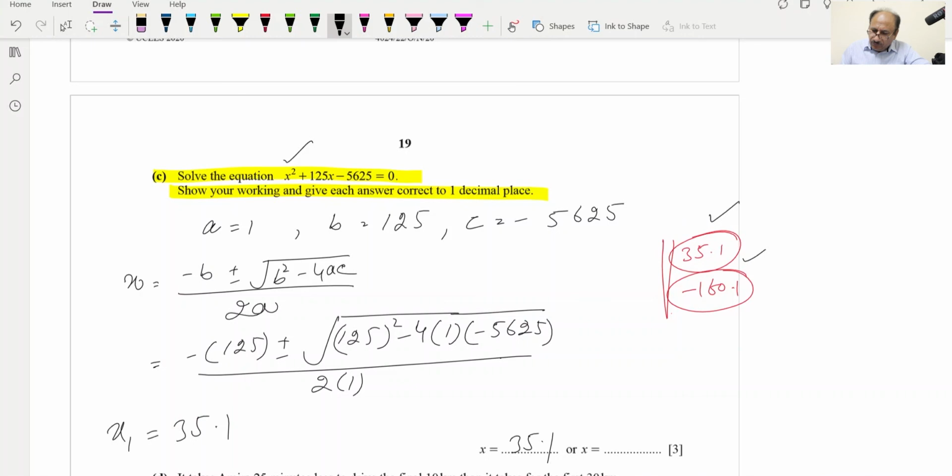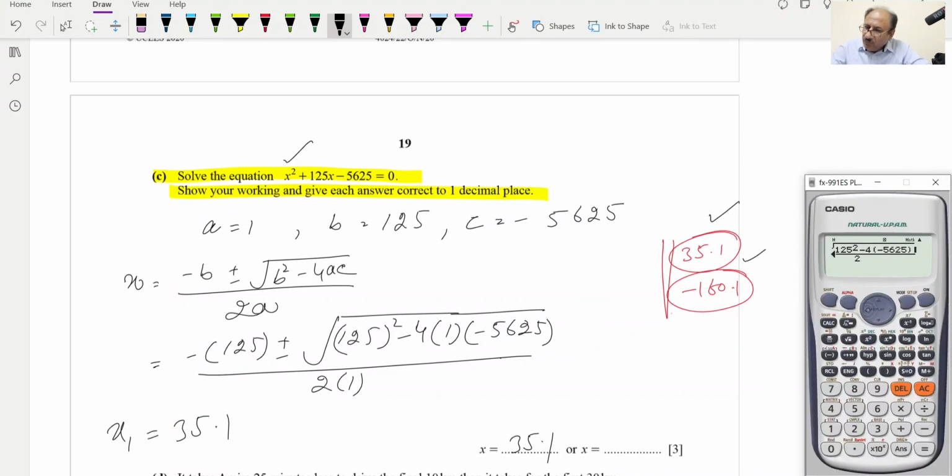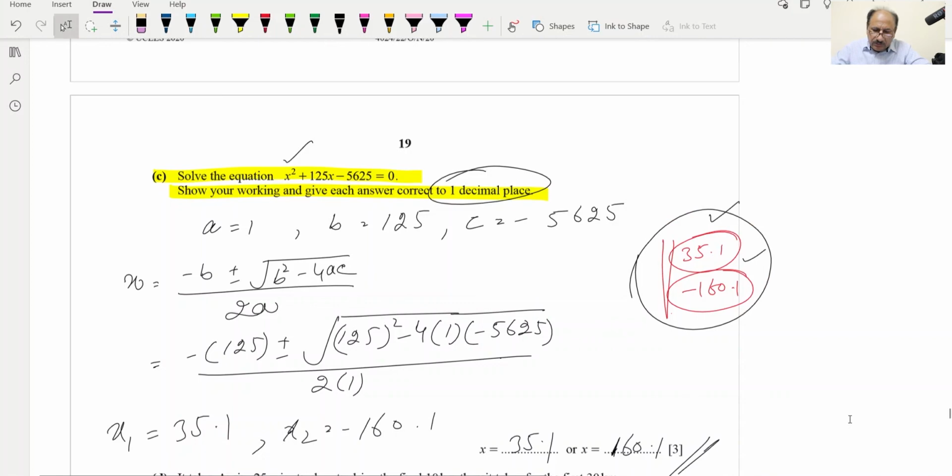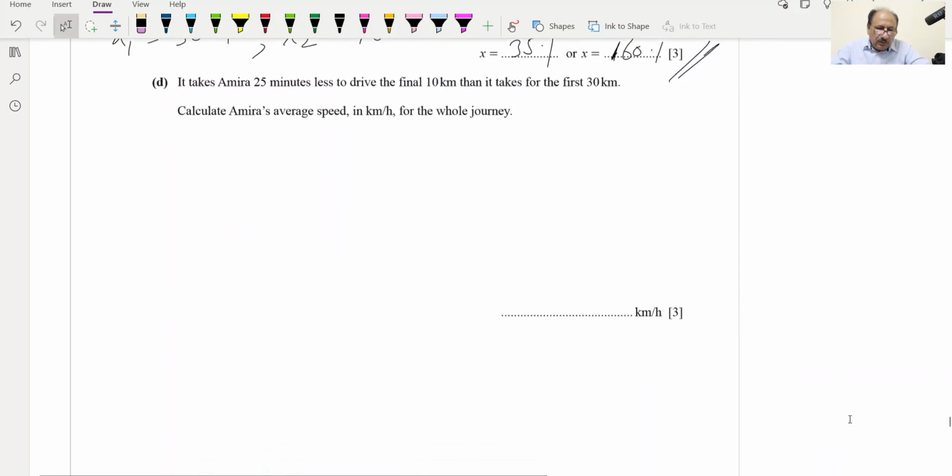We can write here 35.1, and for the second value we change the sign. From here this plus will be changed to minus, and the second value is minus 160.1, so we can write x2 is equal to minus 160.1, correct to one decimal place. So this is the 3 marks part which we have done. Hopefully you understood this. You can check, it's the same thing which we got by the calculator.